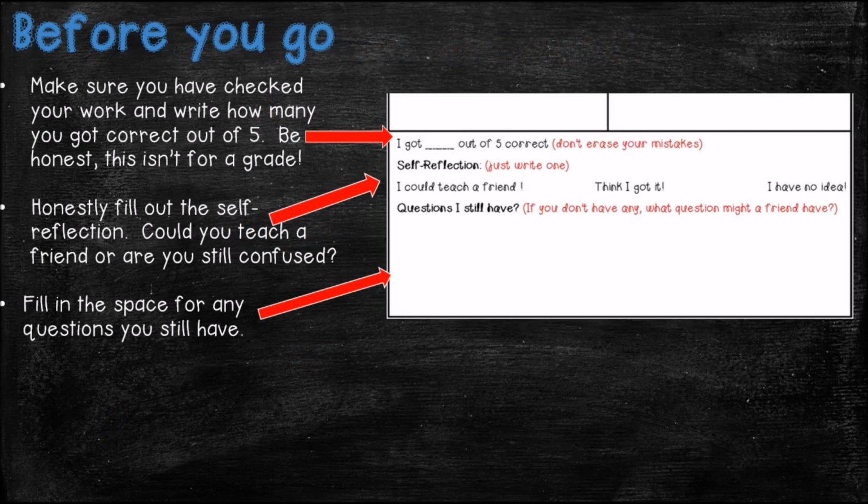Go ahead and write down how many you got correct out of 5. Be honest, it's not for a grade. We just need to know how you're doing. Be sure to write down that self-reflection. Could you teach a friend or are you still confused? And fill in the space for any questions you might still have.